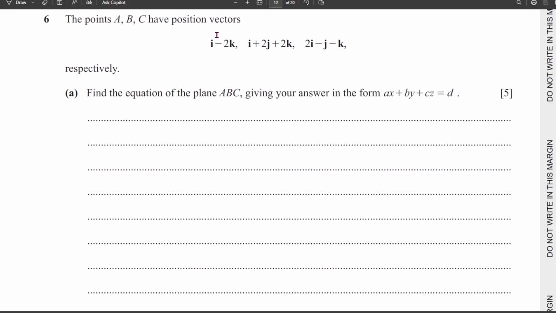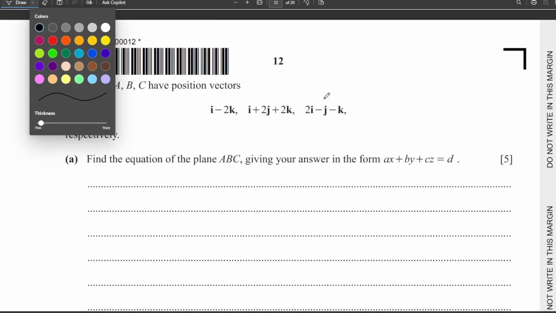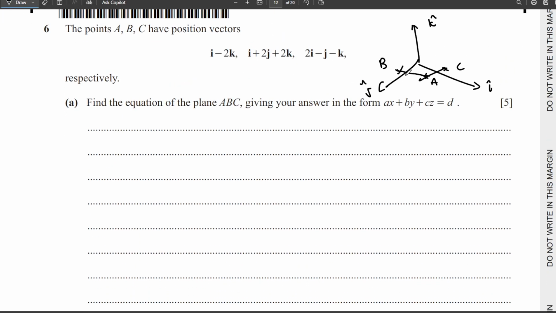It's given us 3 vectors in 3 dimensions, and given that all 3 lie on the same plane, they want us to find the equation of the plane in this form. Right, so maybe I can try and sketch it out. It's just a sketch, so it's not so nice, but you can try and imagine what the plane looks like. Given A, B, C, it will look something like that.